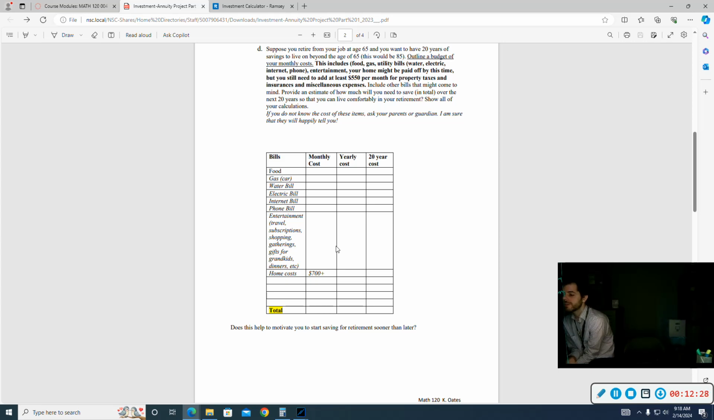And then after you have your monthly expenses, you're going to multiply all of those by 12 to get your yearly expenses. After you have your yearly expenses, you'll multiply that by 20 to get the total amount of money you would need to survive after retirement, right? And you're going to use that and compare it to your retirement savings in the Dave Ramsey calculator.